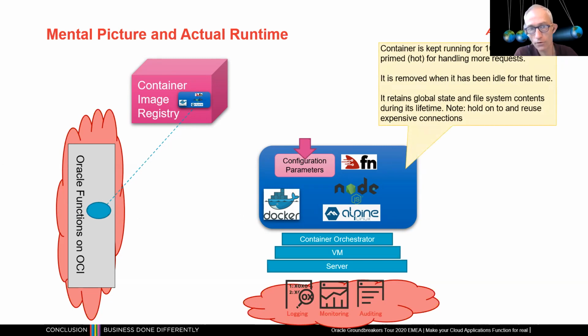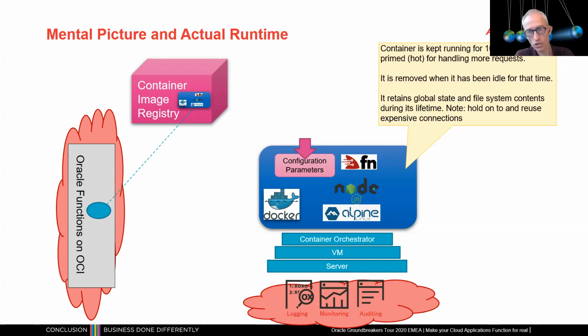And that's why our first request to a function can take some time, up to 15 or 20 seconds. But any additional request, if it doesn't come after 10 to 15 minutes, will also be rather quick because it can benefit from this already started container instance. Only when the instance has been idle for 10 to 15 minutes will it be removed. During this time, and this is important to realize, it retains its state, its global state, and also the contents of its file system.